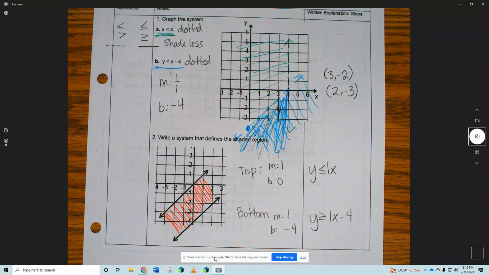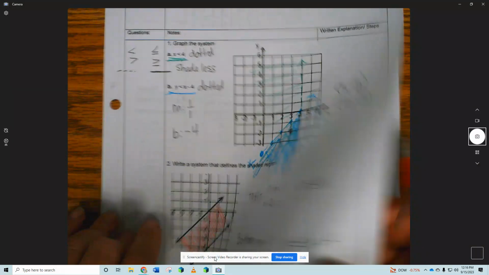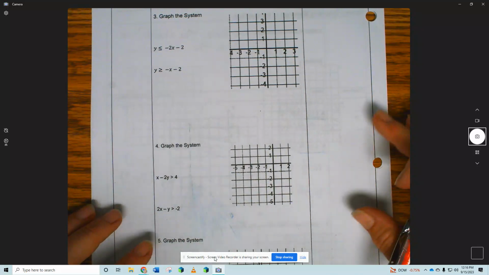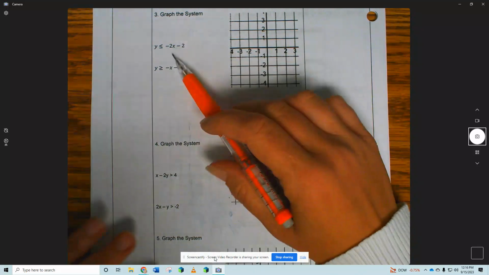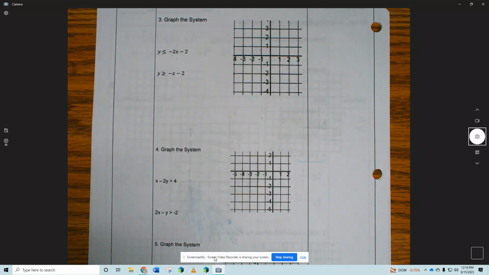Our job today, graph the y equals mx plus b and do the shading. Turn the page. I have lots of examples. Normal graphing, right? Begin.